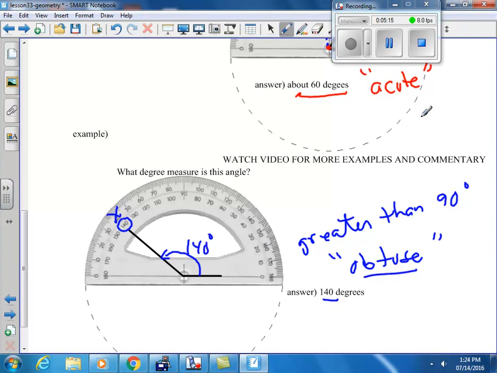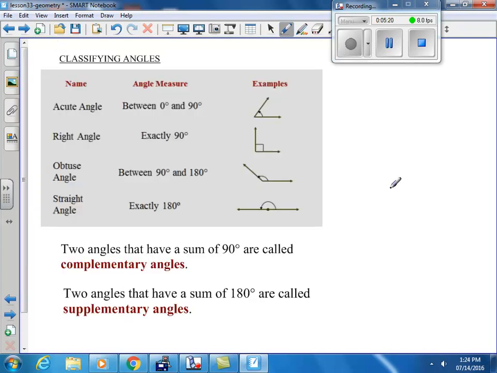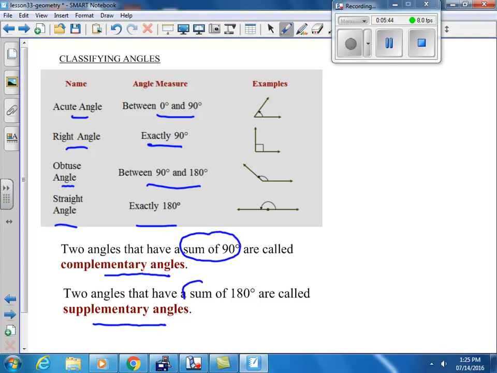Now, if it's been a while since you've seen those definitions, acute and obtuse, let's take a look at the next slide. An acute angle is between 0 and 90 degrees. A right angle is exactly 90 degrees. An obtuse angle is between 90 and 180, and a straight angle is exactly 180. As you are classifying angles, I also want you to get comfortable with the words complementary and supplementary angles. Complementary angles have a sum of 90 degrees. Supplementary angles have a sum of 180 degrees.